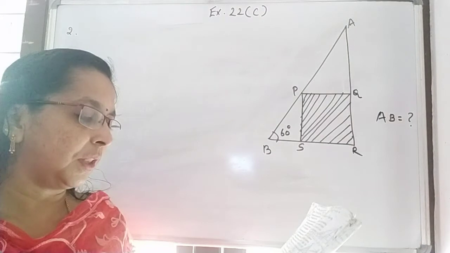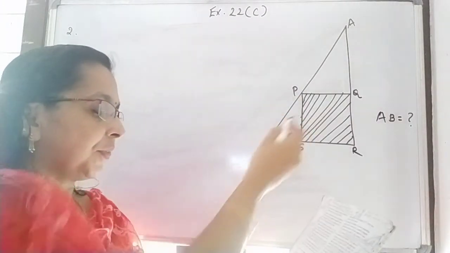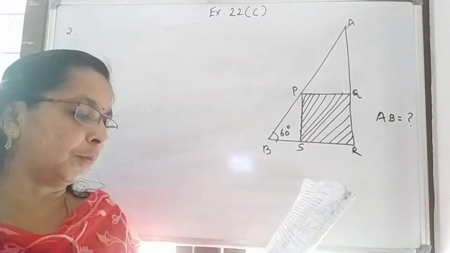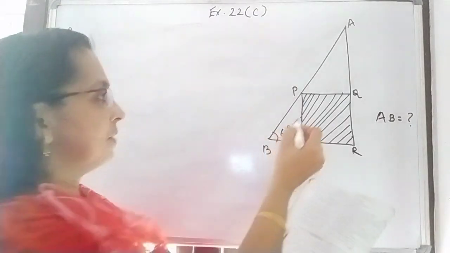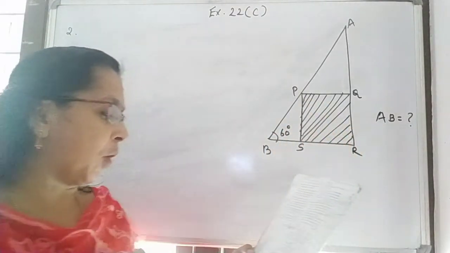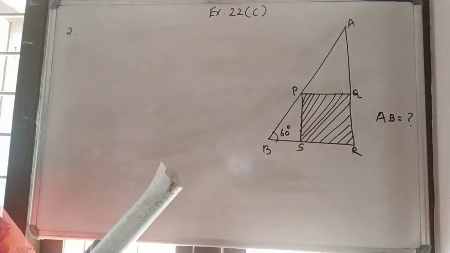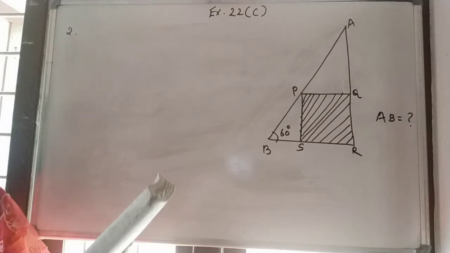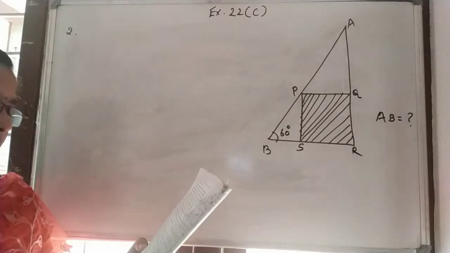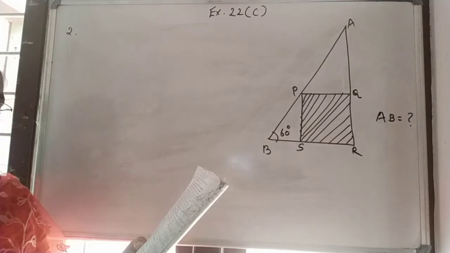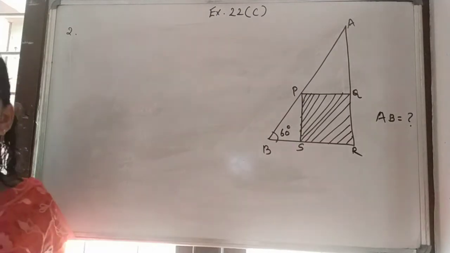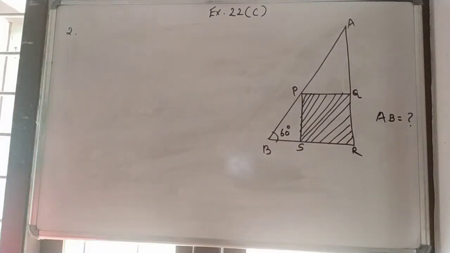Second question. In the following diagram, AB is a floorboard, PQRS is a cubical box with each edge 1 meter, and angle B is equal to 60 degrees. Calculate the length of the board AB. Given PQRS is a cubical box.